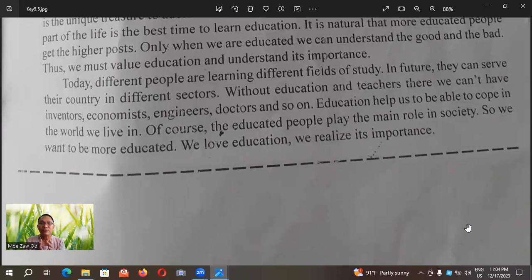Education helps us to be able to cope in the world we live in. Of course, the educated people play the main role in society, so we want to be more educated. We love education, we realize its importance.